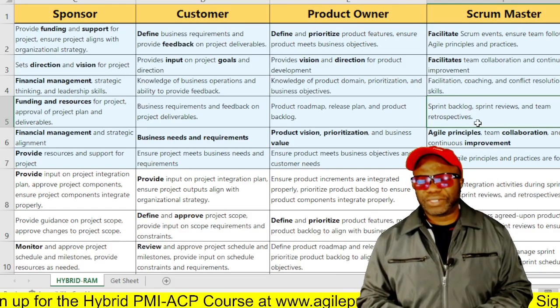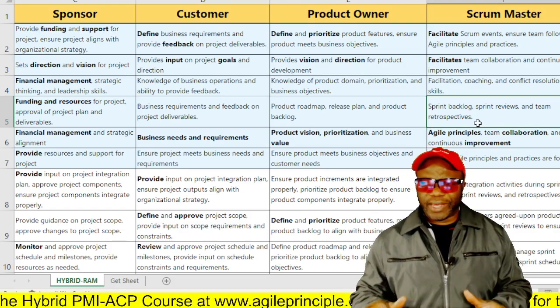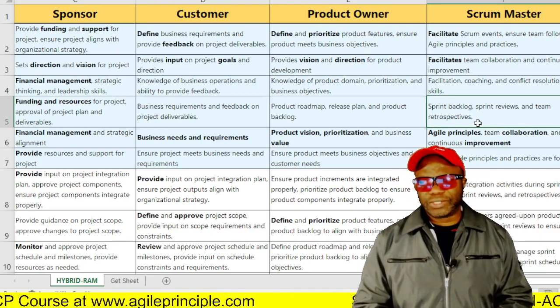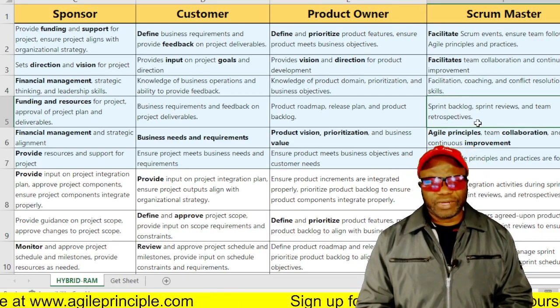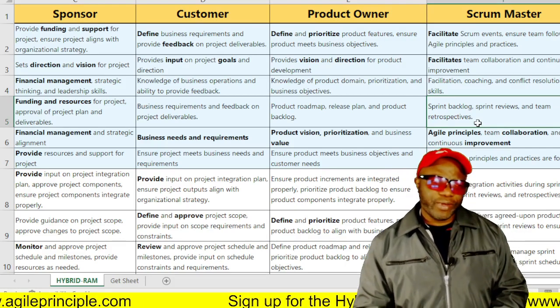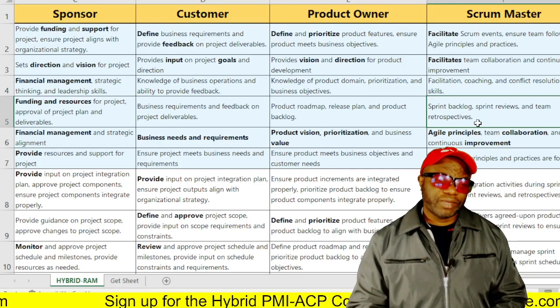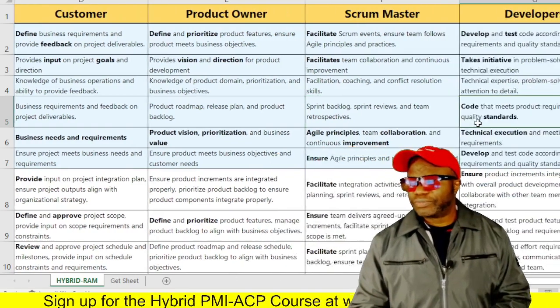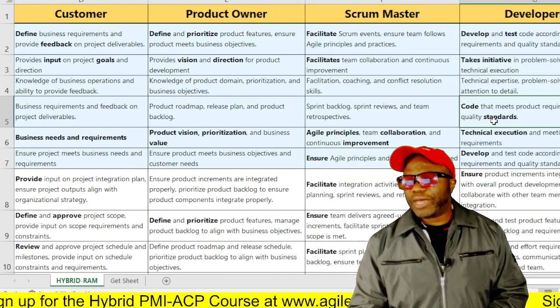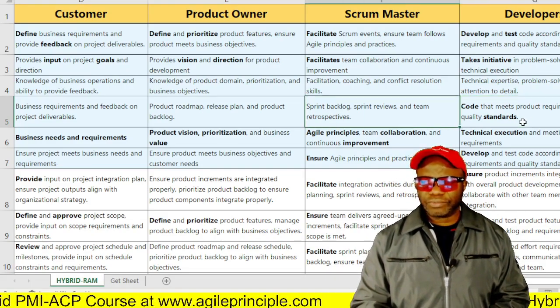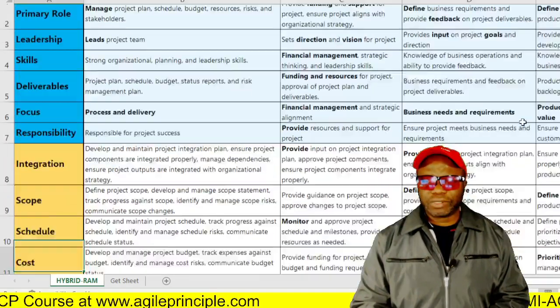For those of you Scrum Masters who are in software applications, a lot of times it falls on the Scrum Master to go into Jira and do updates. And it doesn't have to be that way, because team members can also take the initiative and do some of that stuff themselves if they want to. And then for the developers, we have code that meets product requirements and quality standards. So let's go down a little bit more.